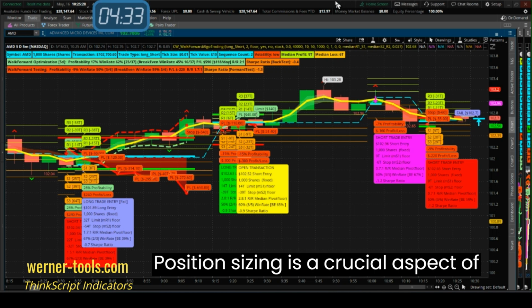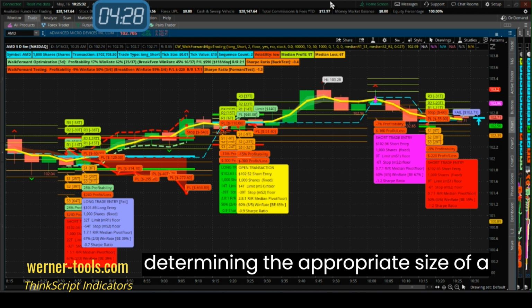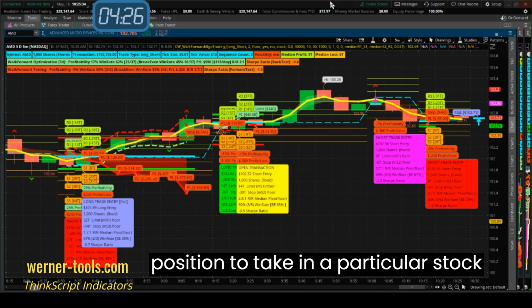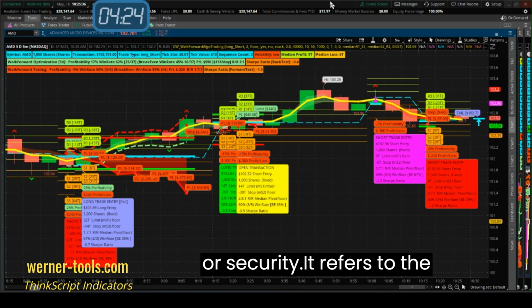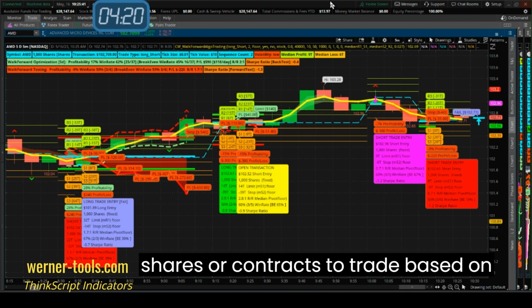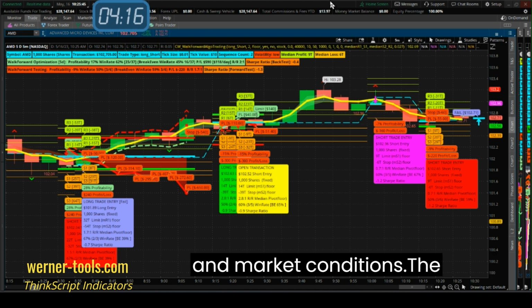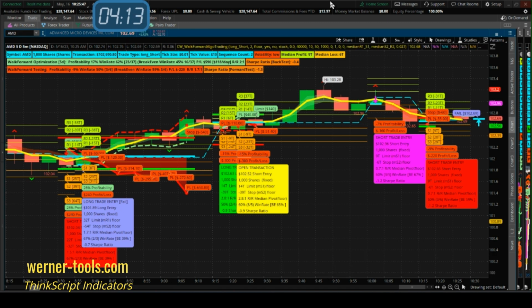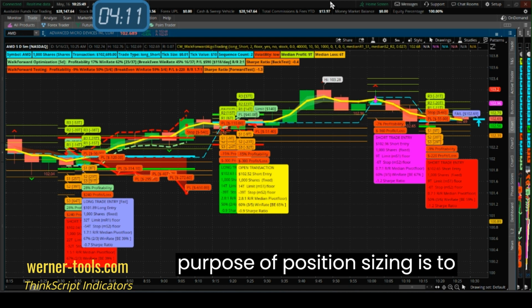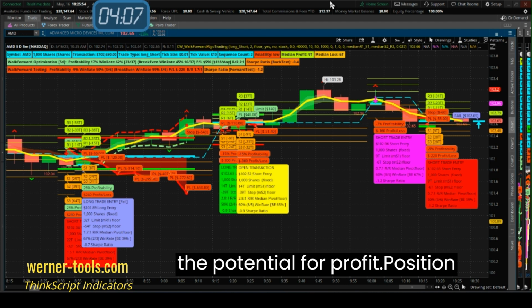Position sizing is a crucial aspect of security trading that involves determining the appropriate size of a position to take in a particular stock or security. It refers to the process of determining the number of shares or contracts to trade based on the trader's account size, risk tolerance, and market conditions. The purpose of position sizing is to minimize the risk of loss and maximize the potential for profit.